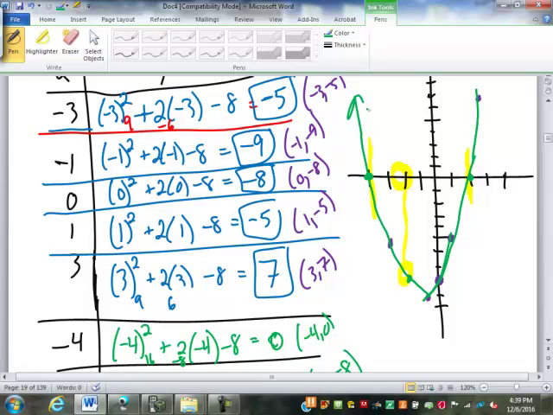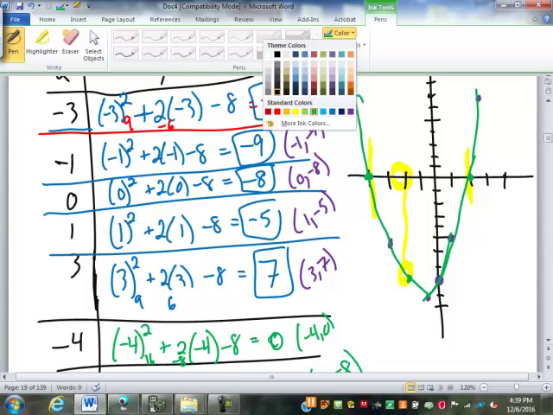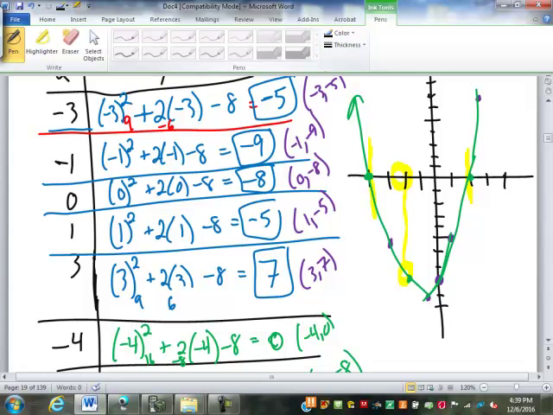We get kind of a U-shaped graph. It's called a parabola. You don't necessarily need to know that word, but it is a shape that we see a lot in our graphs. So this is a skill that takes a little time to get good at, of picking out values, putting in values, and generally you just pick random values.